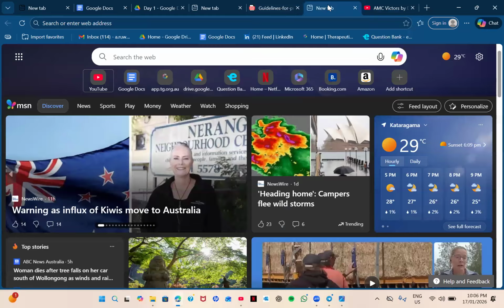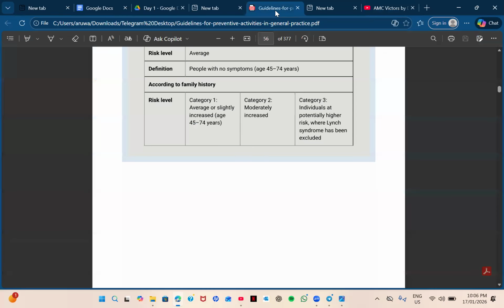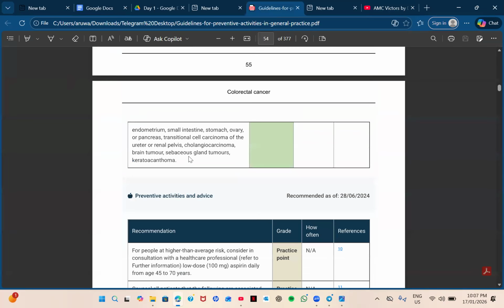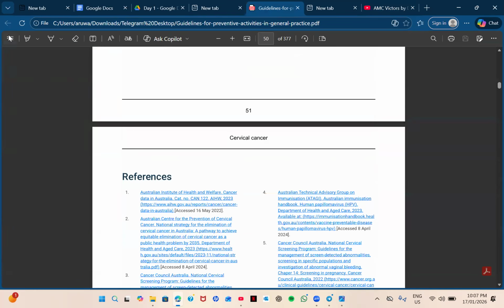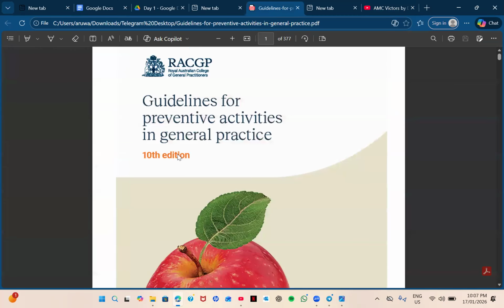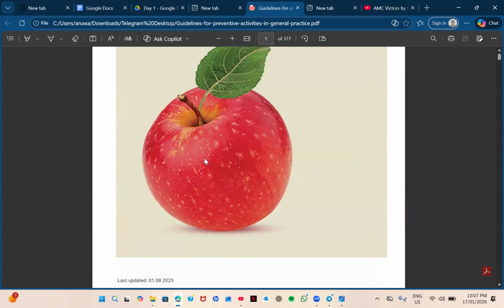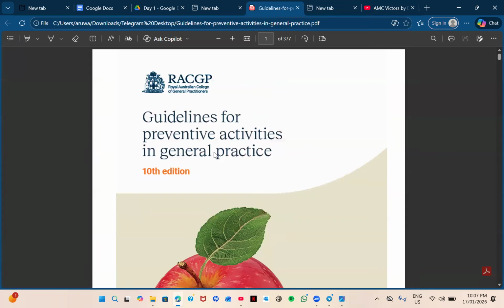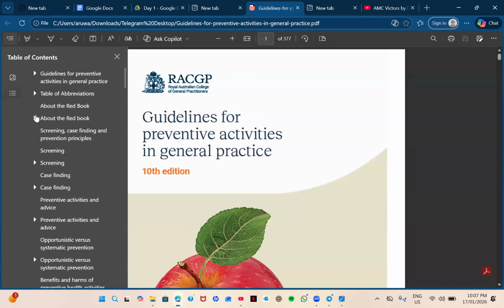This is the Red Book 10th edition. Don't use the 9th edition because the age is different. You have to use this one, the new guideline. This is the 2025 edited one, the last updated one. I have shared the same guideline and you can find it from here.